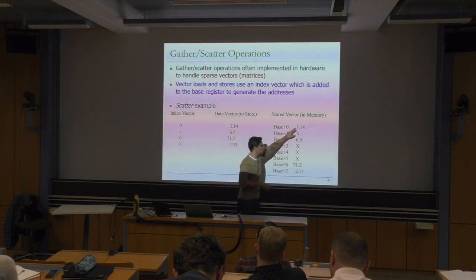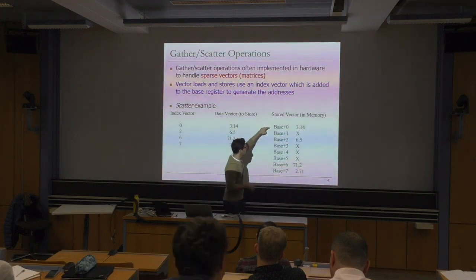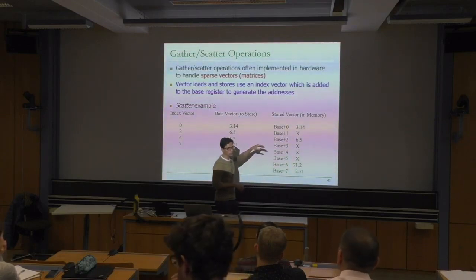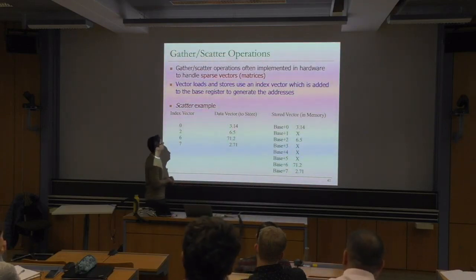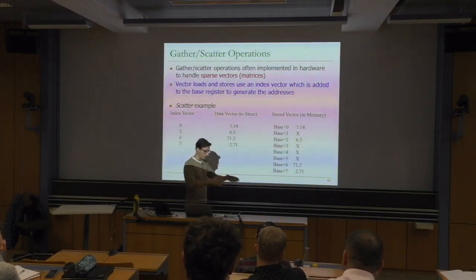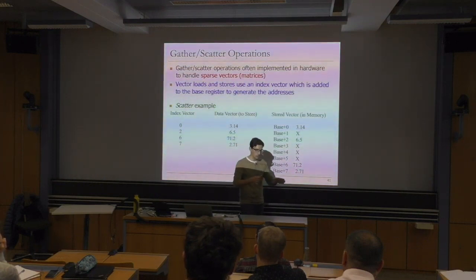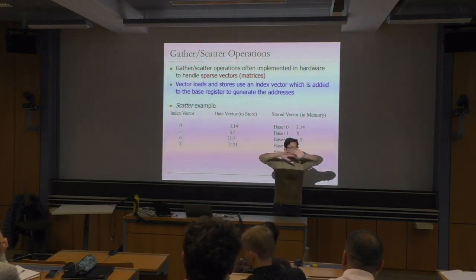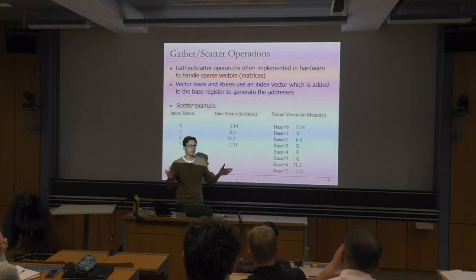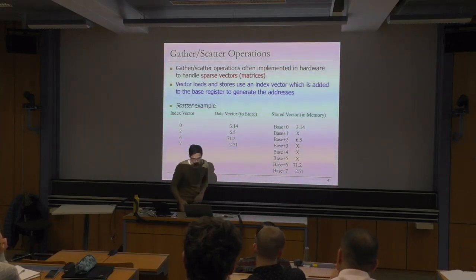So this is what we are going to store in memory. For example, this 314 goes to index 0, this 6.5 goes to index 2, and so on. Here we talk about a scatter operation, a scatter access. So we have the values that we need to store in a register, and then we scatter them across the whole memory space occupied by the output array.